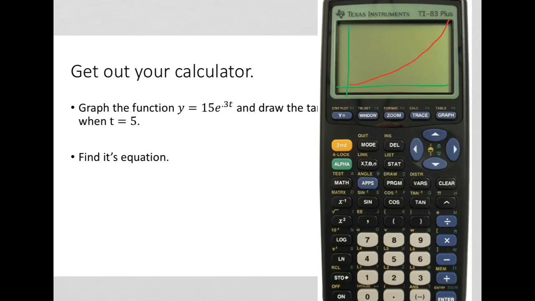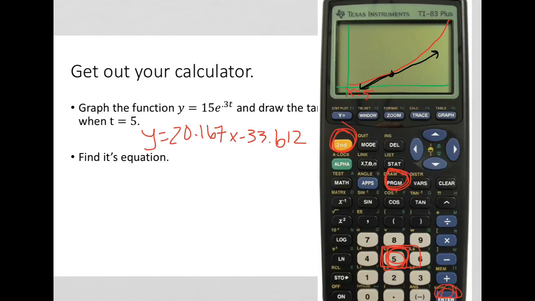And we want to again draw the tangent line when t equals 5. So you need to hit second, draw, which is the program button. Option 5 gives you a tangent, and then you need to tell it the x value of 5. So hit 5 again, it'll do its little x equals 5 thingy, hit enter, and it will print the tangent line equation and draw it in for you.